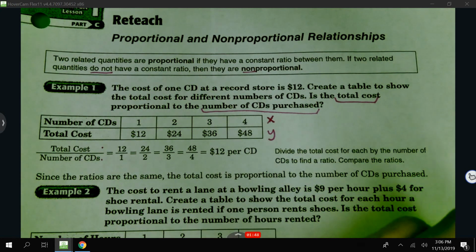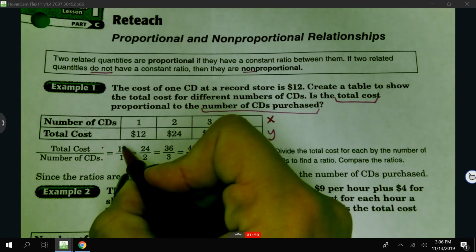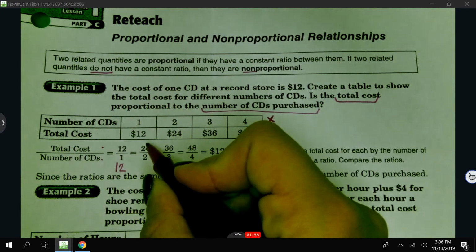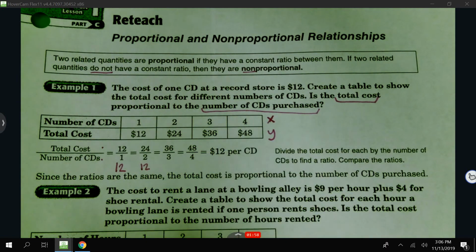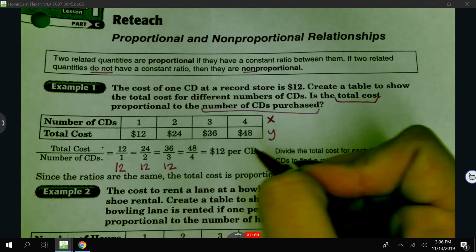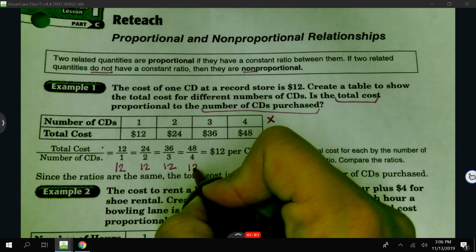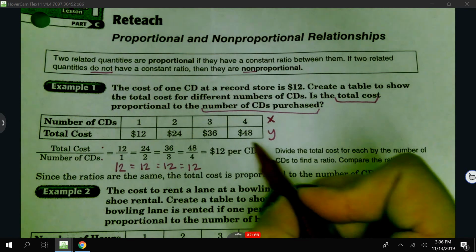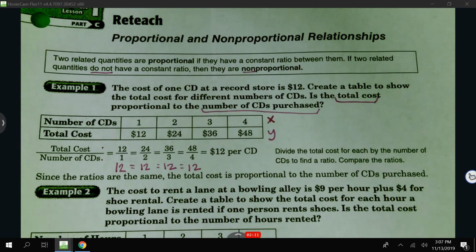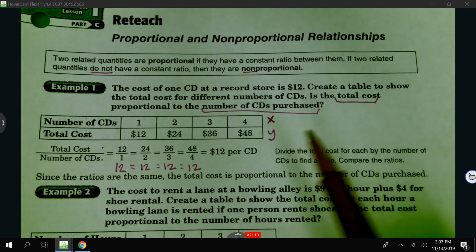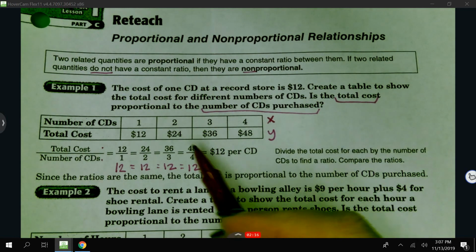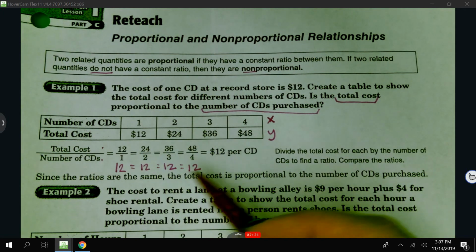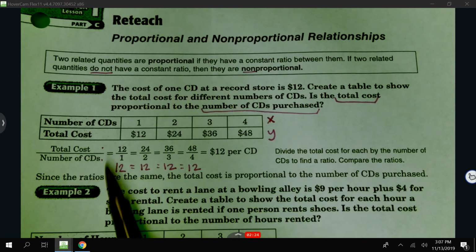If I simplify all of those ratios, 12 over 1 simplified is 12. 24 over 2, 24 divided by 2, is 12. 36 divided by 3 is also 12, just as 48 divided by 4 is also 12. So these are all equal fractions, meaning that each CD is $12. So this would be a proportional relationship because every single ratio is equal to 12. They are the same ratios. Okay, so this is a proportional relationship.